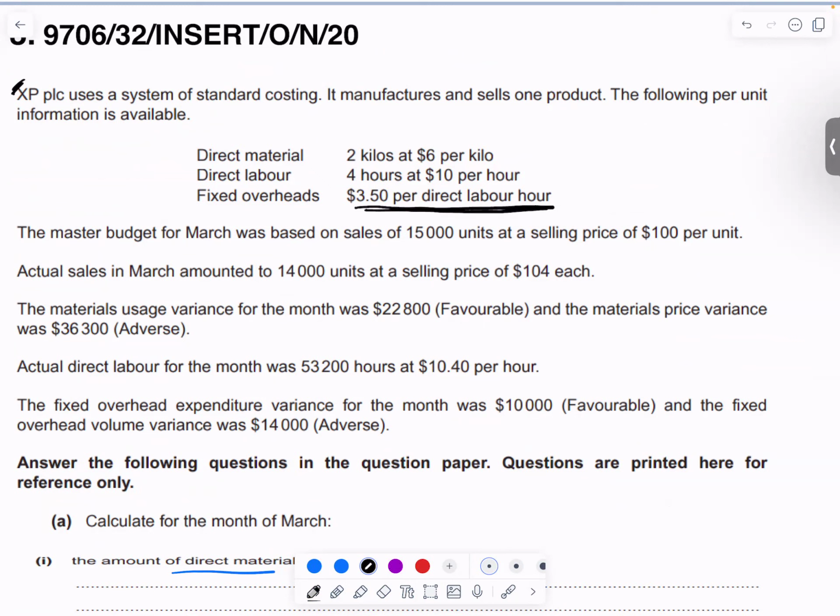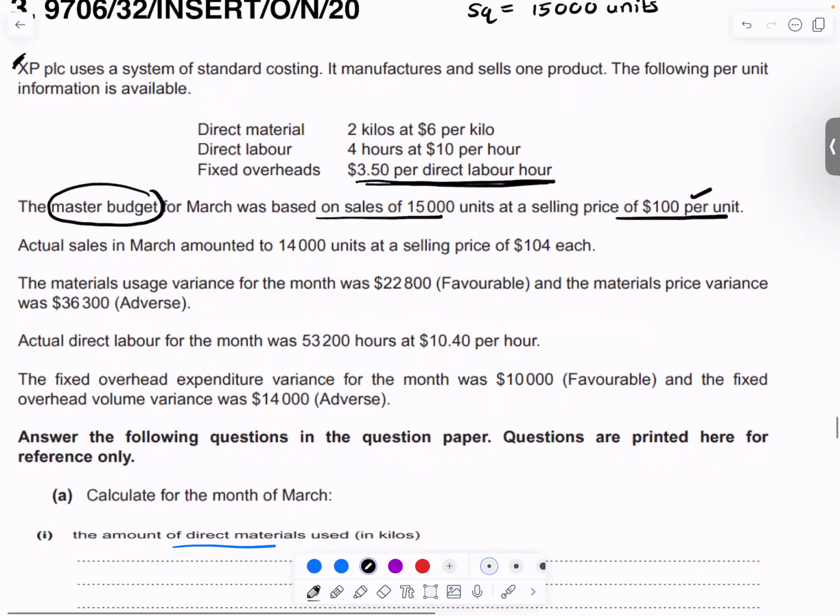The master budget for March was based on sales of 15,000 units at a selling price of $100 per unit. What does this mean? The sales were based on the budgeted sales of 15,000 units. Master budget means your standard quantity is 15,000 units, and your standard selling price is 100. And for other things, it will be something else. Are you with me?